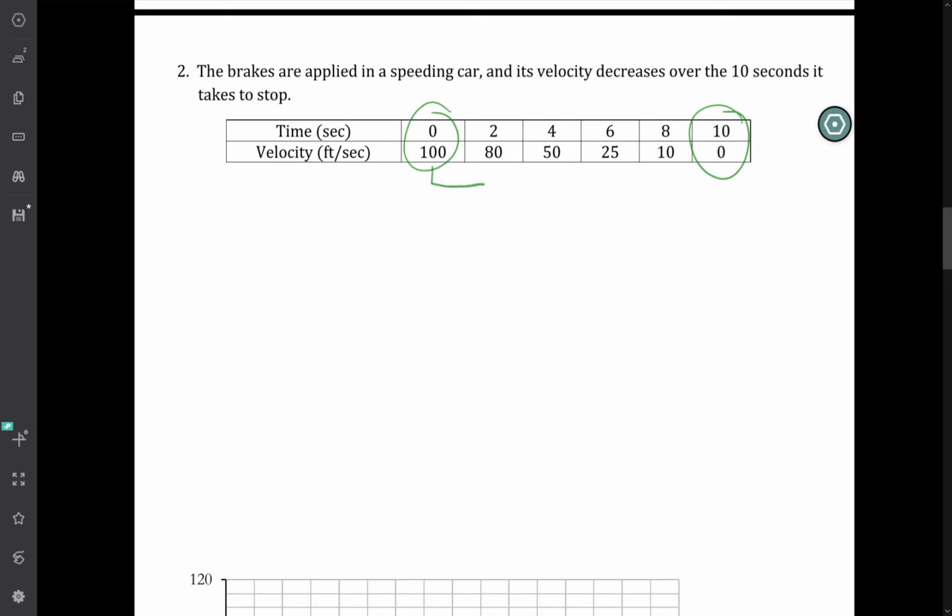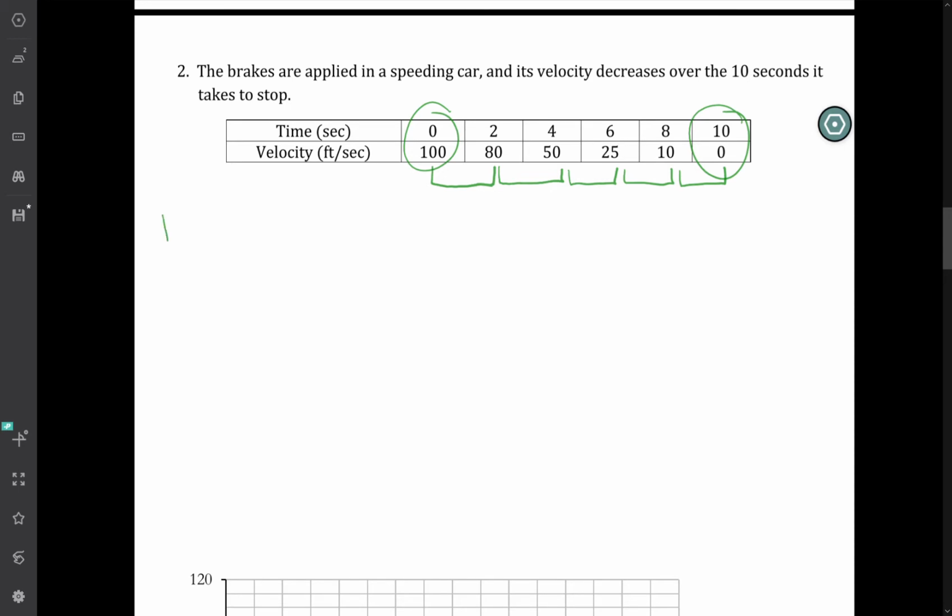So we're going to look at 0 to 2 seconds, 2 to 4 seconds, 4 to 6 seconds, 6 to 8 seconds, and 8 to 10 seconds. That's the most information I have. Okay, so for starters, 0 to 2 seconds. Let's see if we can figure out a maximum possible distance.